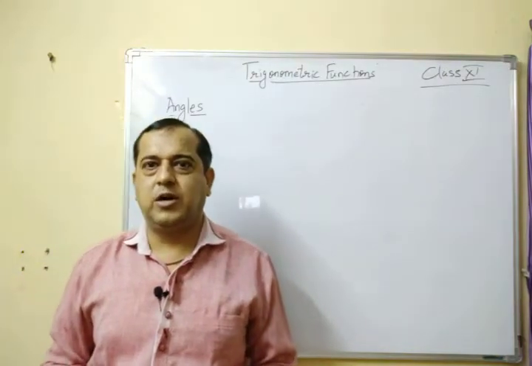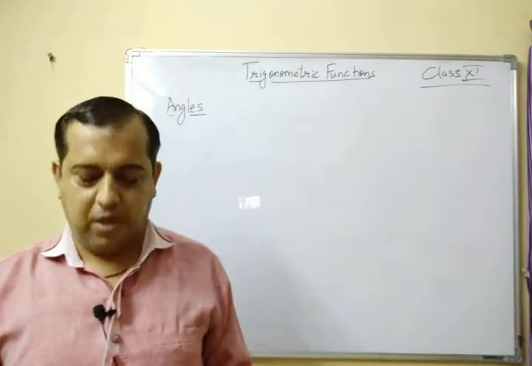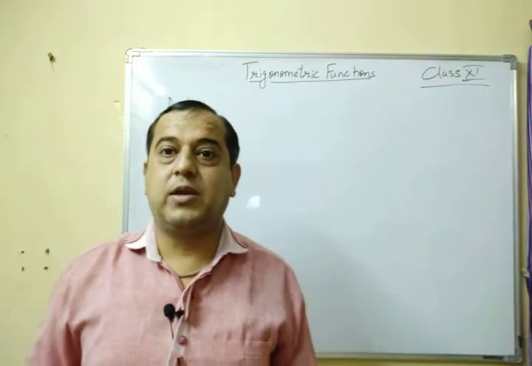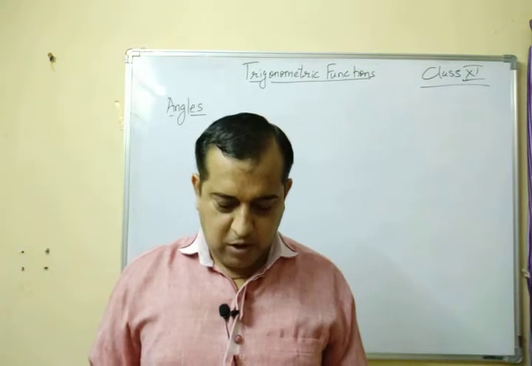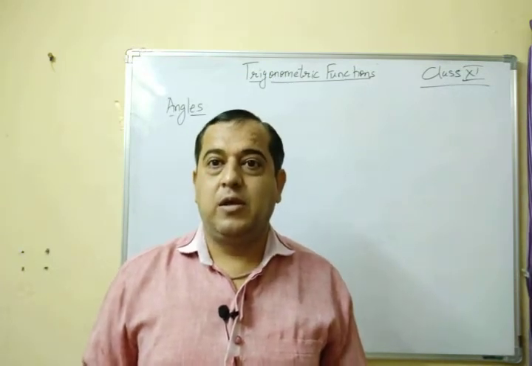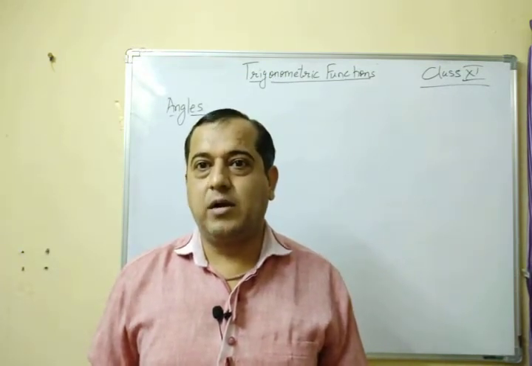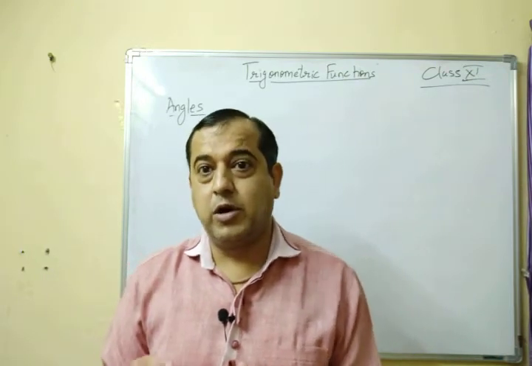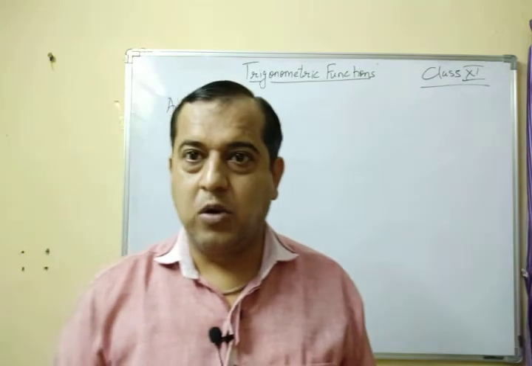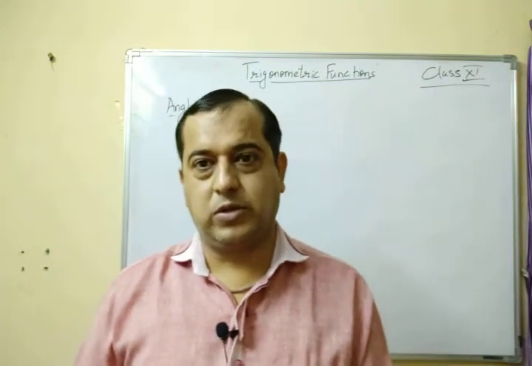Okay, let's start a new chapter, trigonometric functions. Now see, in the previous class, that is in your 10th standard, you have studied about trigonometry. Trigonometry is applicable in the case of a right angle triangle. Okay, you have studied that. In that you have studied 6 trigonometric ratios: sine, cos, tan, cot, sec, cosec.